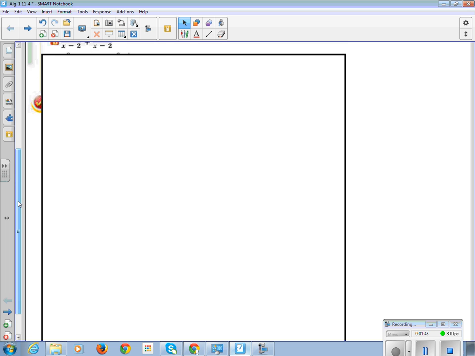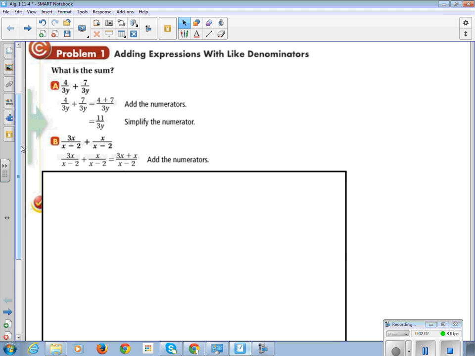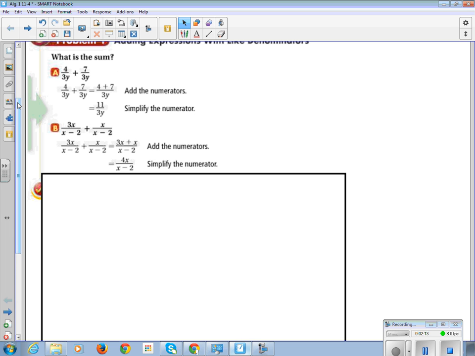So the same rules apply when you have, in this scenario, an x minus 2. As long as I have the same thing in the denominator, I can add the numerators together. So here's 3x over x minus 2 plus x over x minus 2. I can add together the 3x plus x, and the denominator stays the same. So I get 4x, so 3x plus 1x is 4x's, and it's over x minus 2. This is the simplest form that you guys will see.